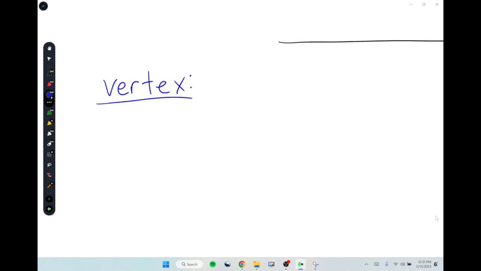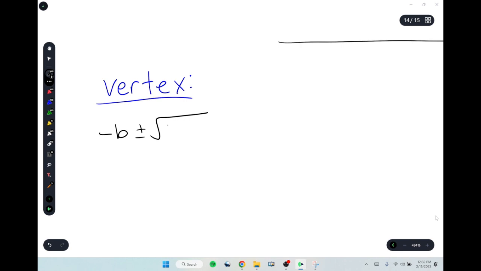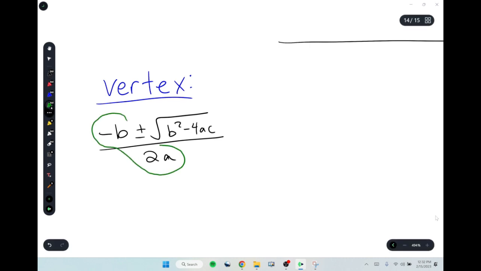You have it memorized. Even if you didn't have it memorized, you had it memorized without knowing, because you had the quadratic formula memorized: negative b plus or minus the square root of b squared minus 4ac all over 2a. And where is the vertex? It's hiding right there in the quadratic formula.